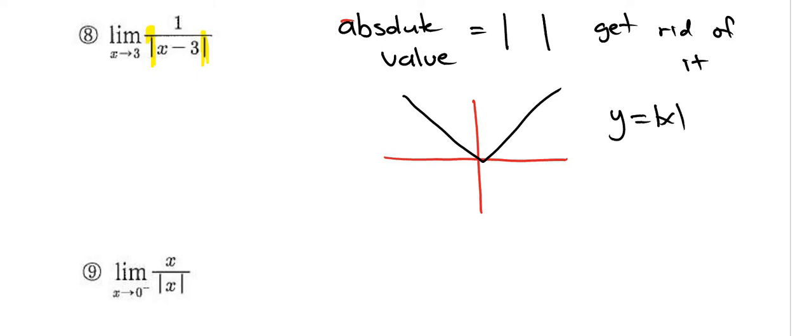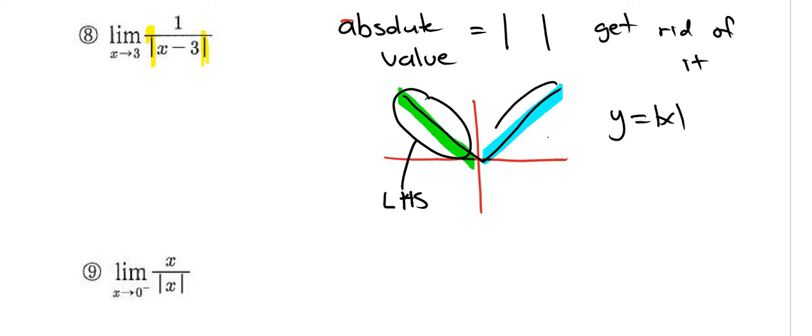The absolute value function is made up of two pieces. It's made up of this green piece, and it's also made up of this blue piece. So this blue piece right there. You have to recognize that this part right here is like your left-hand side, and this piece right here is your right-hand side.